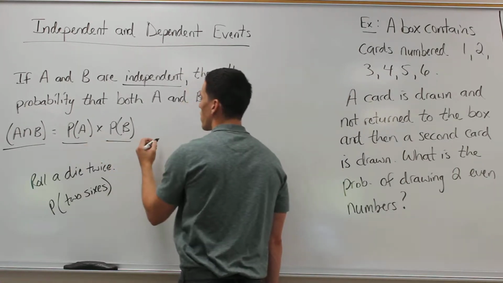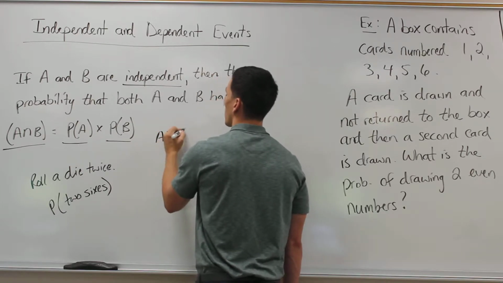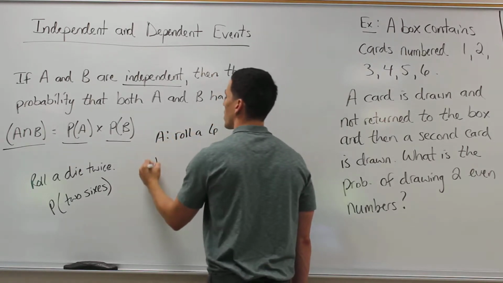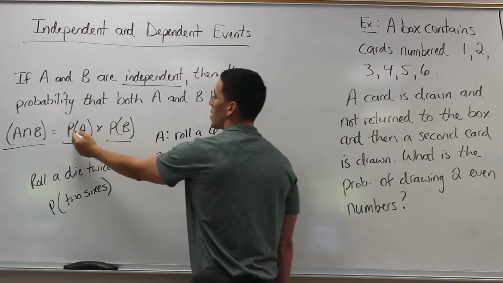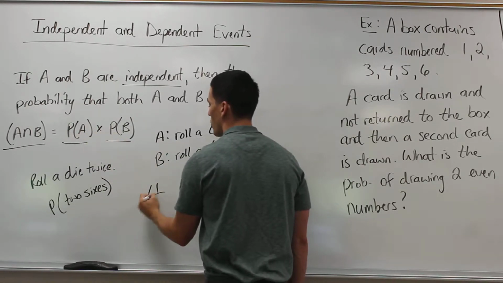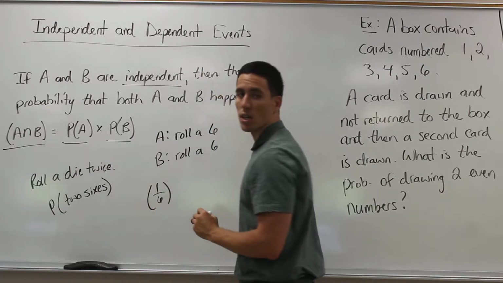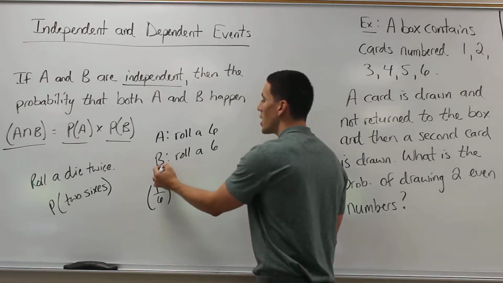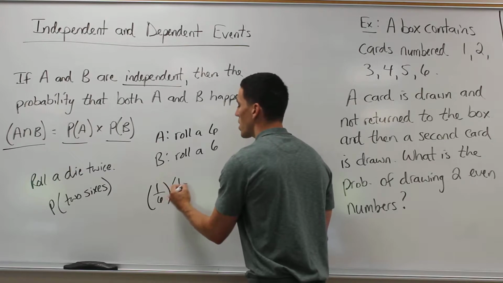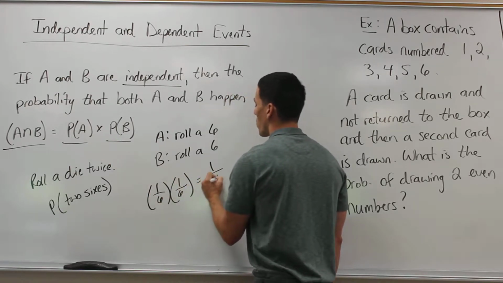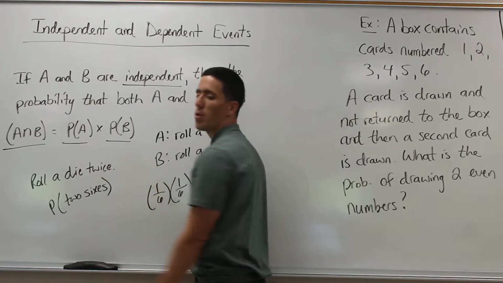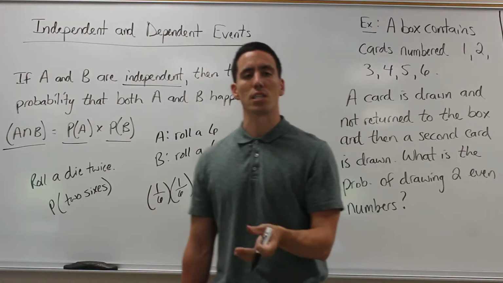So the first event is A, roll a 6. The second event, B, happens to be the same thing, roll a 6. The probability that we roll a 6, the probability of A, is 1/6. The probability of B that we roll a 6 is just the same thing, 1/6. When we multiply those two together, we get 1/36. That would be the probability that we would roll back-to-back 6s.